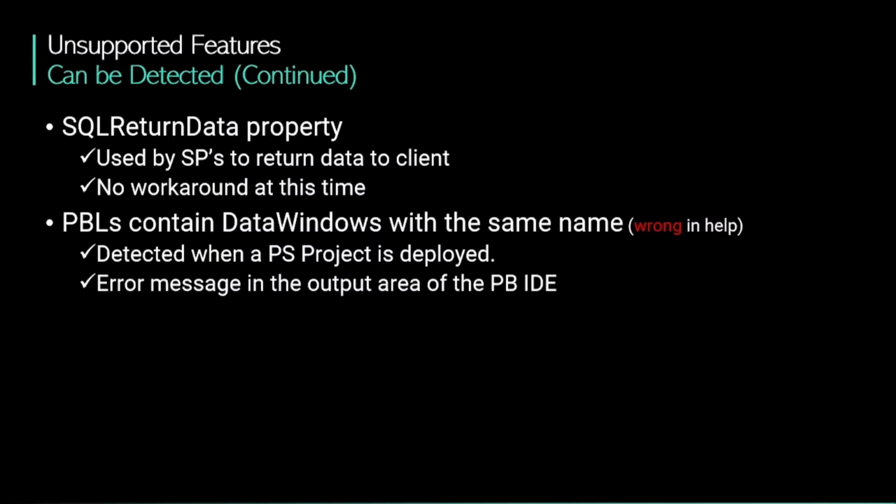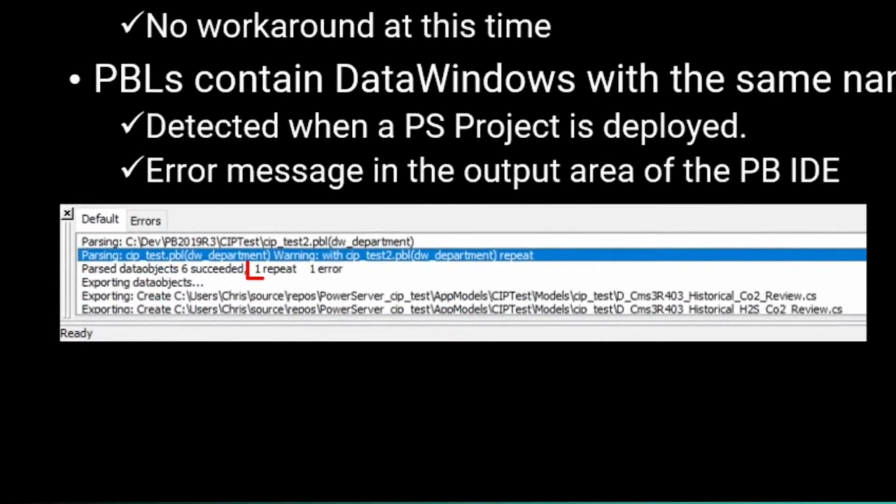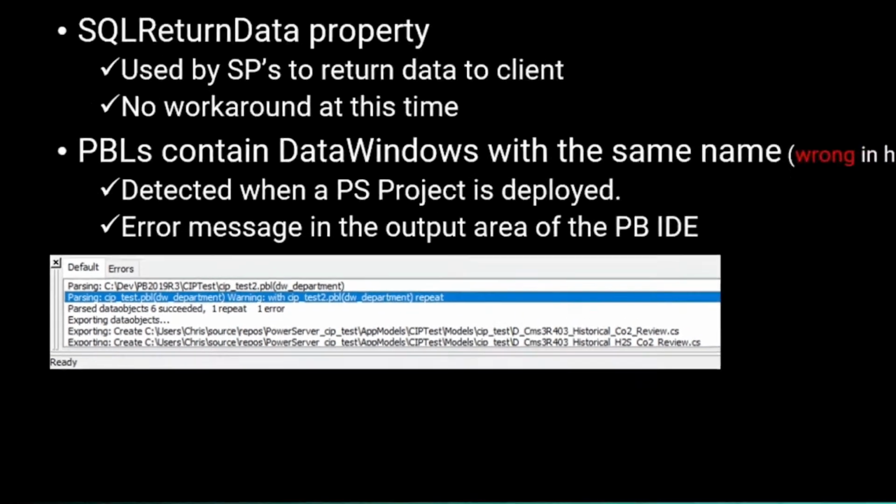An error message is actually put in the output area of the IDE. You can see this one here. I purposely put a DataWindow in two different PowerBuilder libraries and it automatically flagged the fact that dw_department was a duplicate between the two PowerBuilder libraries.